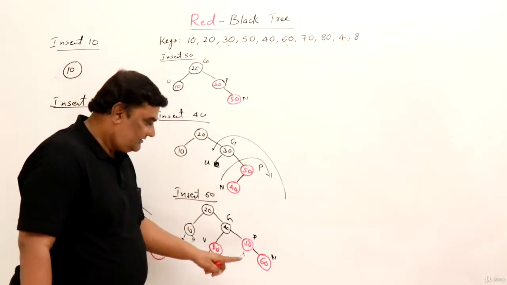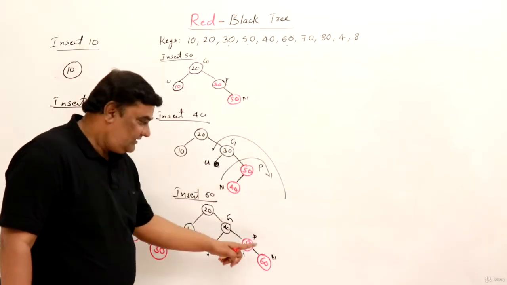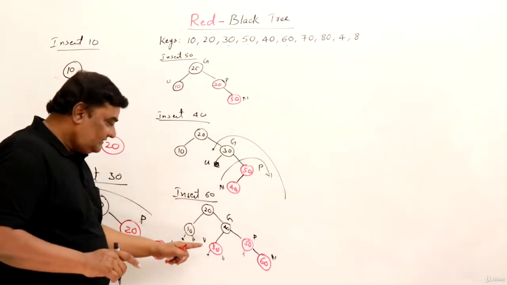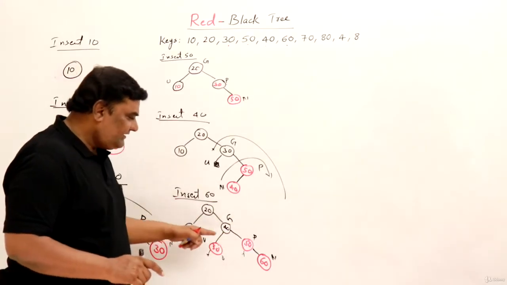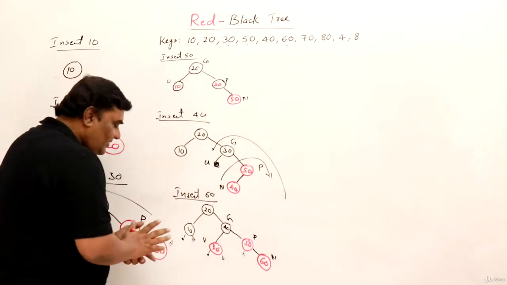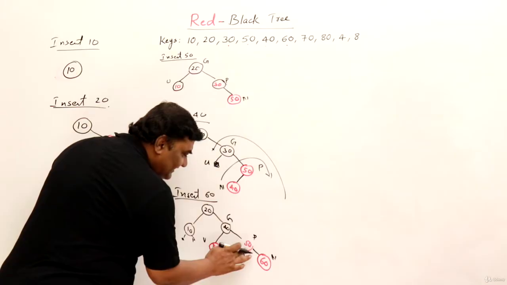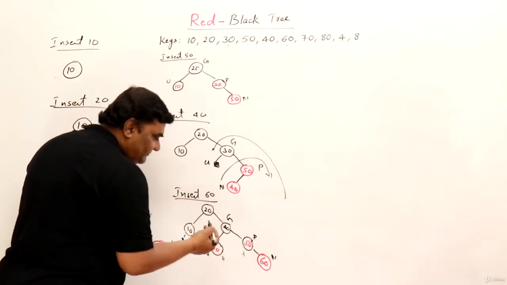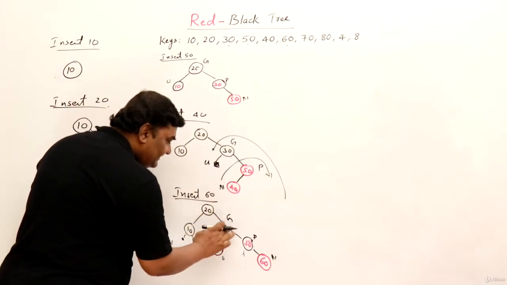Now check this. Newly inserted node is red and this is also red. Red conflict. And check uncle. Uncle is also red. If parent and uncle both are red, then what to do? Recolor. How to recolor? Modify the parent as well as the uncle as black. So these are black. Then grandparent as red.